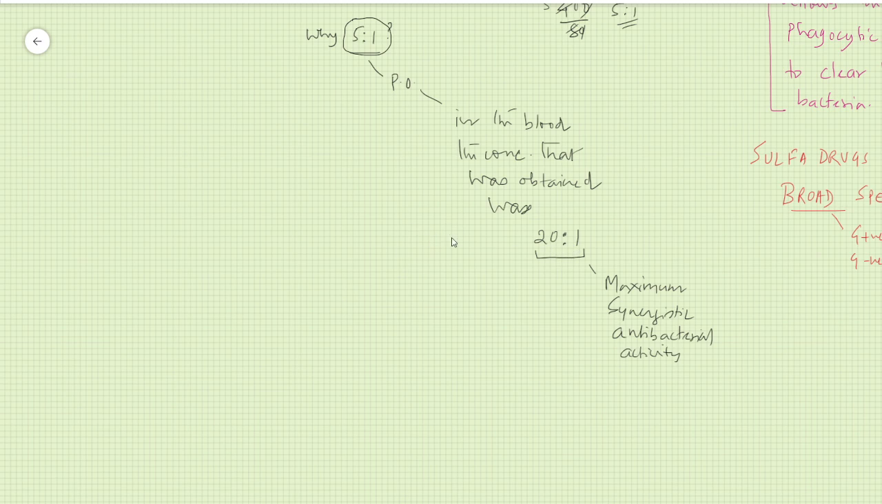So now the next question is, why 20:1? Okay, why do we get 20:1? The reason is that trimethoprim is more lipid soluble. So as a result, it goes into tissues and the free drug reduces. Okay, so that's the reason why we get 20:1.